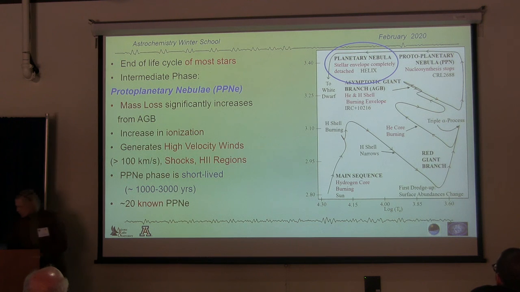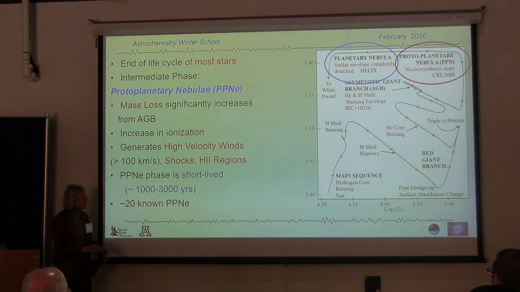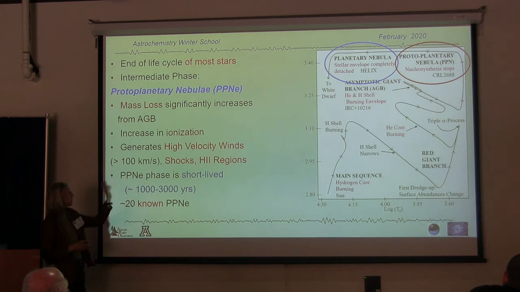And that's another interesting phase, which I won't talk too much about, but I want you to be aware of it. In the protoplanetary nebula phase, all of a sudden the mass loss becomes much more violent. It increases. The star starts stripping its material off. It's emitting a lot of ions. The gas around the star becomes ionized, and then it evolves into the planetary nebula phase.